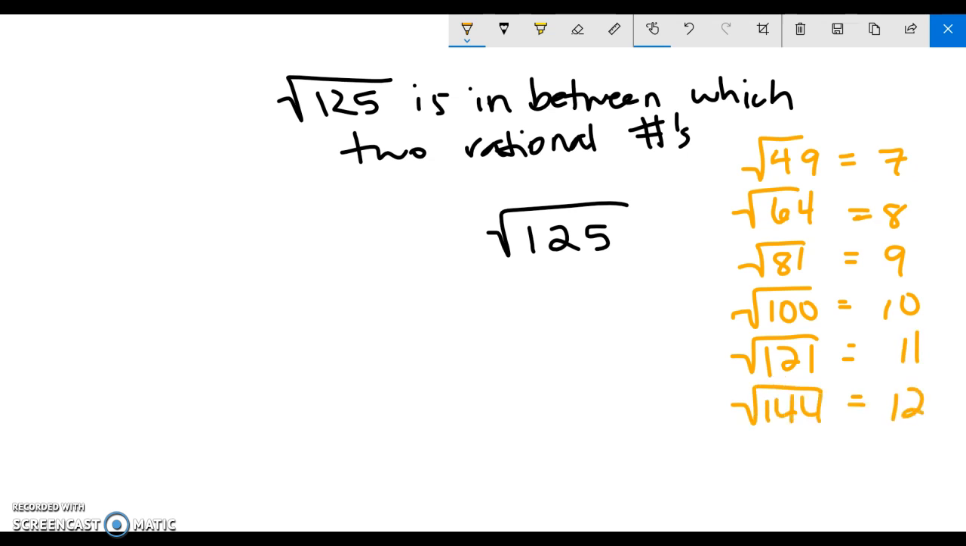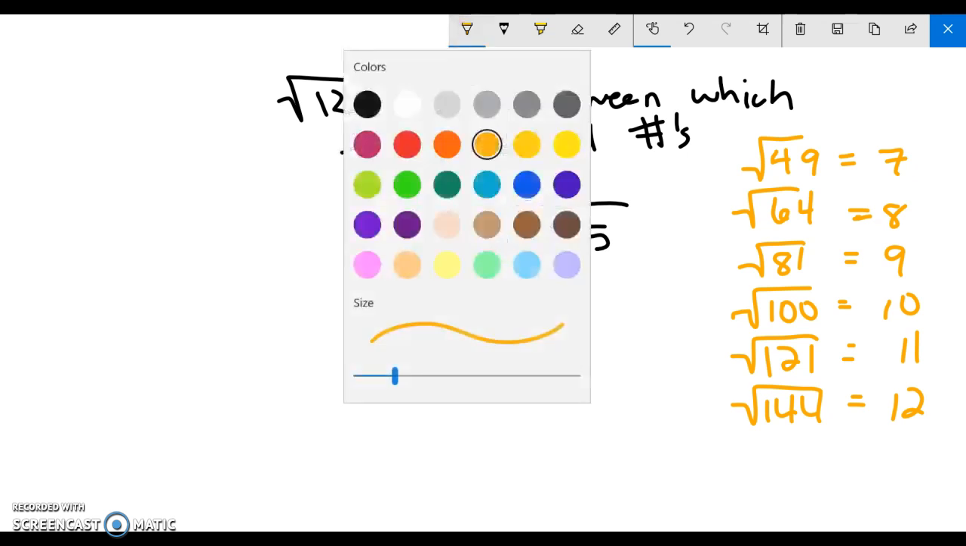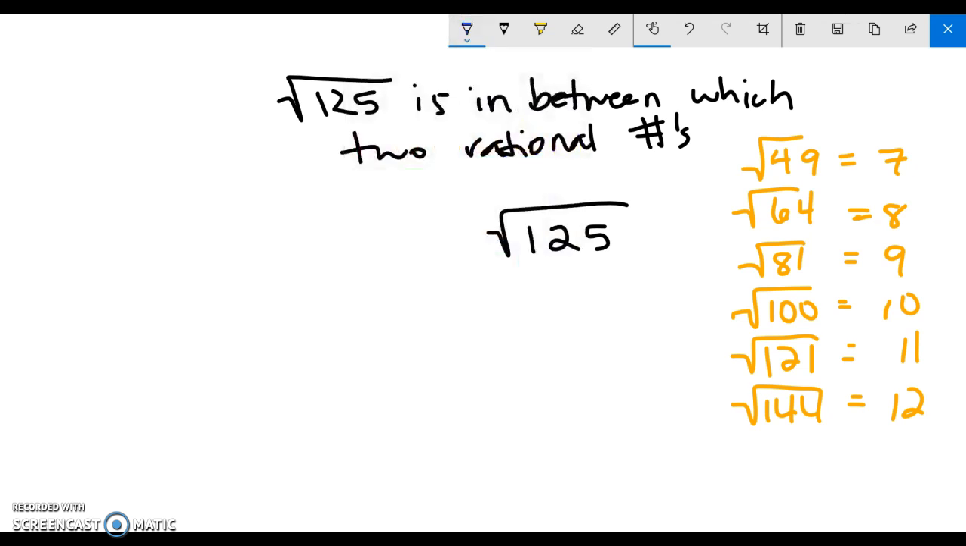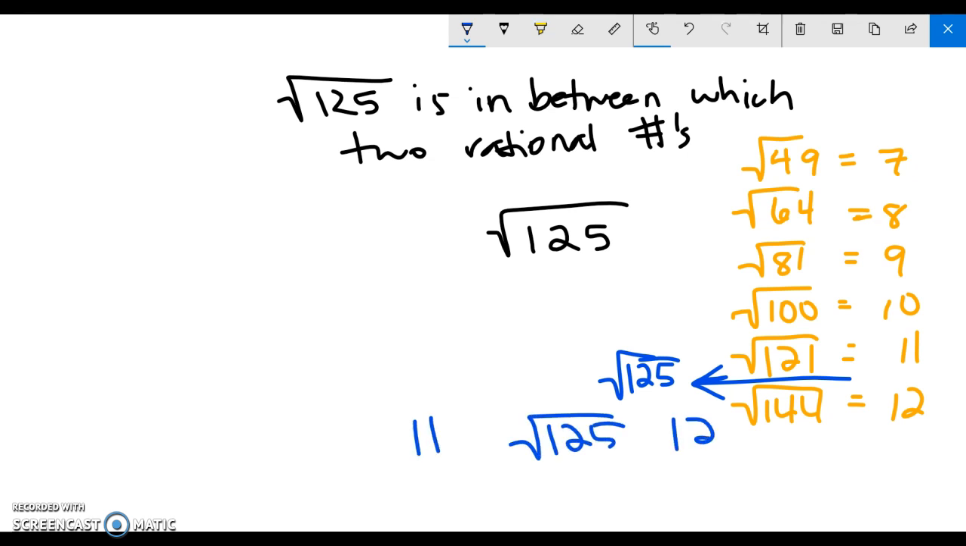Oh, wait a second. I found a number in between. I found one below and one above. The square root of 125 would fit right here in between. Therefore, you can say that the square root of 125 is in between 11 and 12, because 11 is the square root of 121, and 12 is the square root of 144. So, there you go.